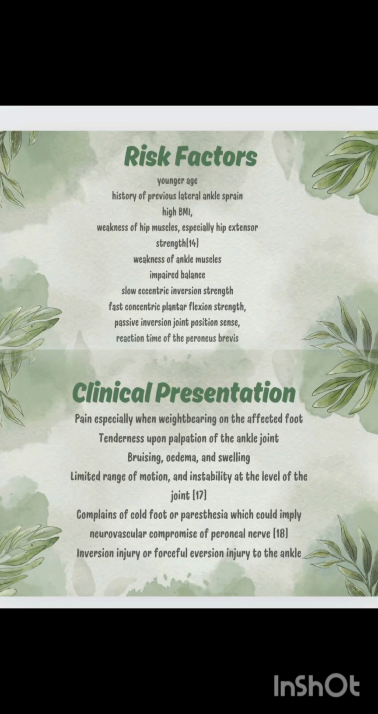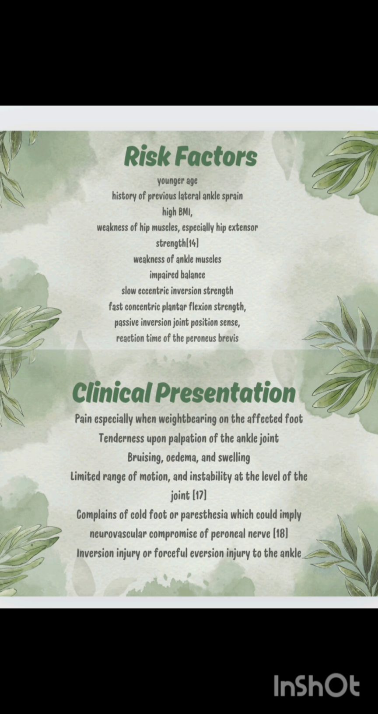Next is about the risk factors. It usually occurs at a younger age, with a previous injury of the lateral ankle, higher body mass index, weakness of the hip muscles, especially the hip extensors, and weakness of the ankle muscles, impaired balance, slow eccentric inversion strength, fast concentric plantar flexion strength, passive inversion joint position sense, and reaction time of the peroneus brevis. So next is about the clinical presentations.